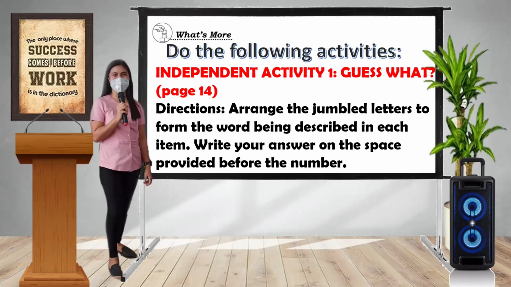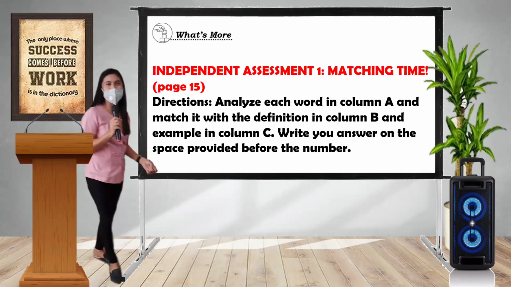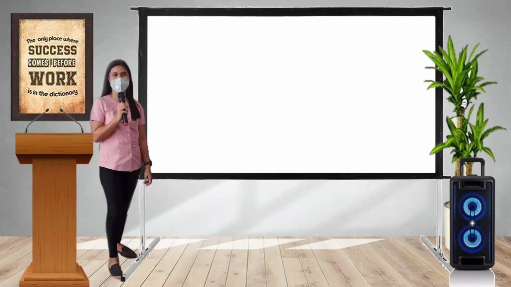For your activities, you do the following. Independent Activity, Guess what? on page 14. Directions. Arrange the jumbled letters to form the word being described in each item. Write your answer on the space before the number. Independent Assessment 1. Matching time on page 15. Directions. Analyze each word in column A and match it with the definition in column B and example in column C. Write your answer on the space provided before the number.